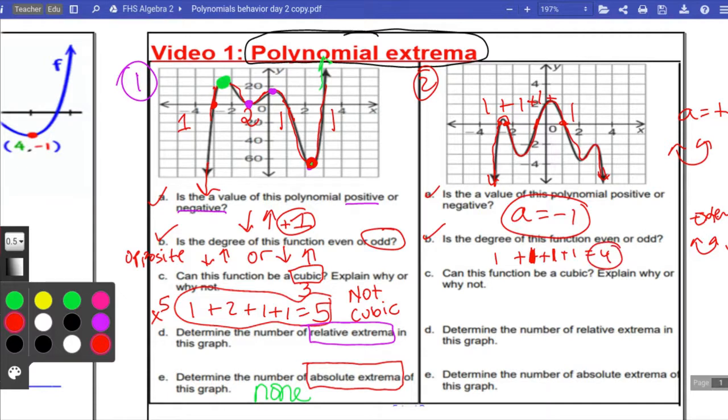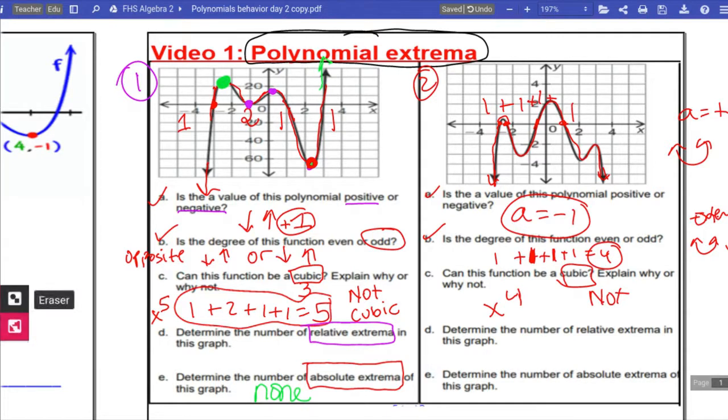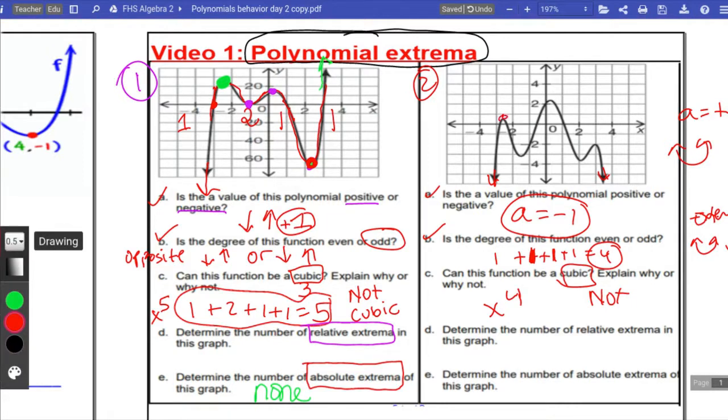So the question is, can this be a cubic function? No, we just determined that it's not, because this would be an x to the 4th. So it's not a cubic. Determine the number of relative extrema. All right, so relative extrema, that means your cousins. How many vertices do you have? Just in general, how many of them do you see? Well, let's count them real fast. I count 1, 2, 3, 4, 5. I have 5 of them.